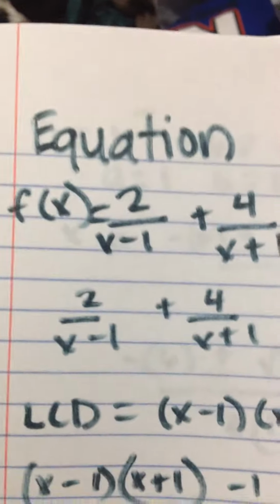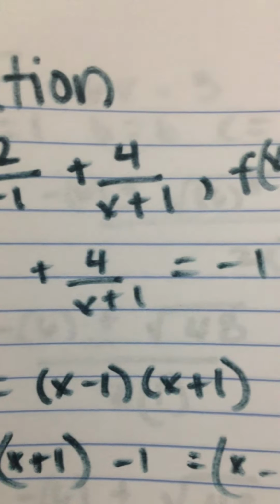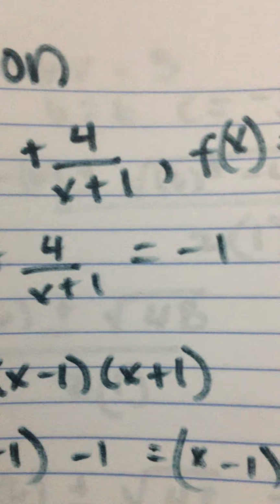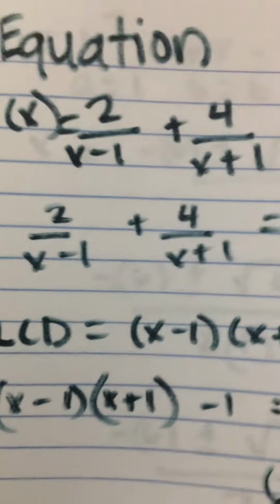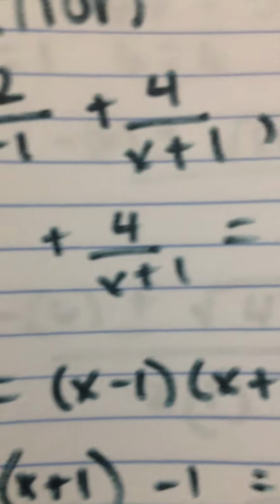So first I substitute the negative 1 for f of x in the equation, and we have a new equation of 2 over x minus 1 plus 4 over x plus 1 equals negative 1.